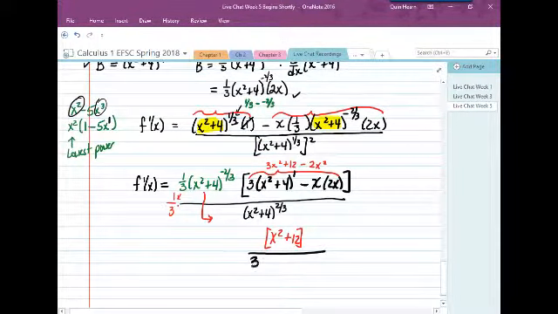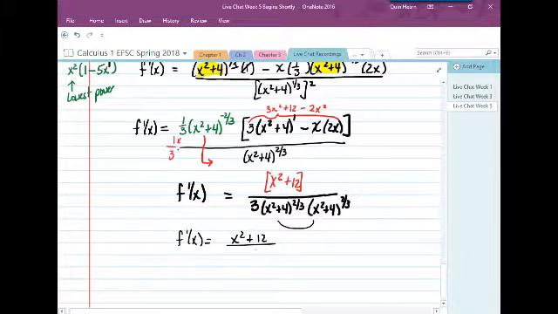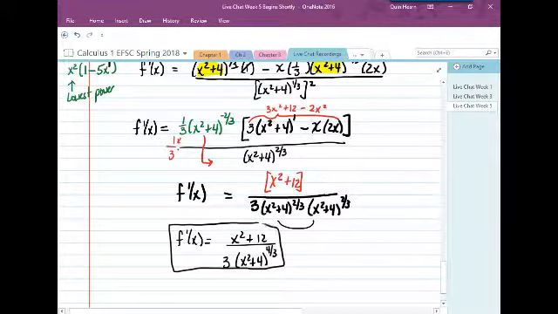So this is going to be 3 times, and we're going to have x squared plus 4 to the positive 2/3 times the x squared plus 4 to the positive 2/3 that was already there. Okay, so it's starting to look much better now. And we can multiply these two together by adding the exponents. So we have f prime of x equals, and we have x squared plus 12 over 3 times x squared plus 4 to the 4/3 power. So this is our derivative.